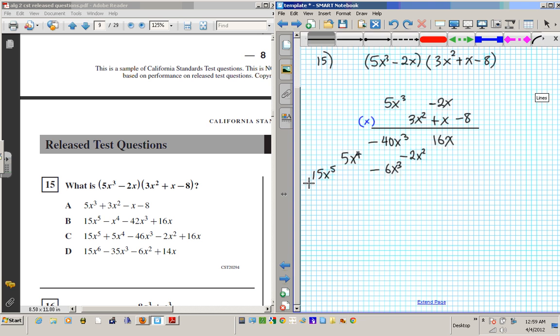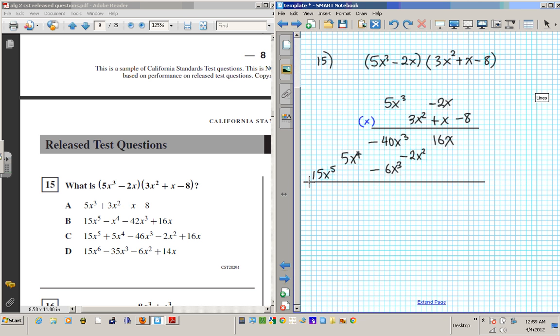So there you have it. All I do is add downwards, and that will be my final answer. So we're going to have 15x to the fifth plus 5x to the fourth minus 46x cubed minus 2x squared plus 16x. Let's see which one matches. The answer is C. Now let's go ahead and move on to question number 16.